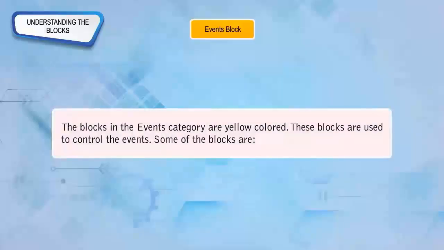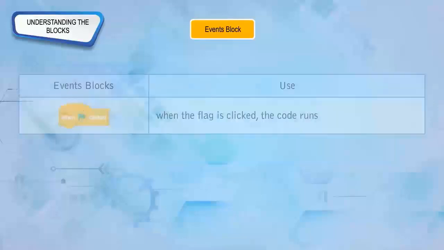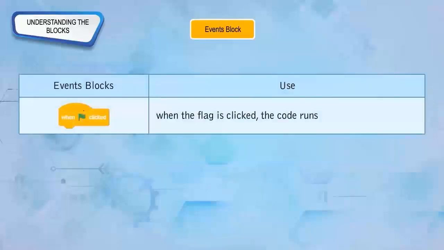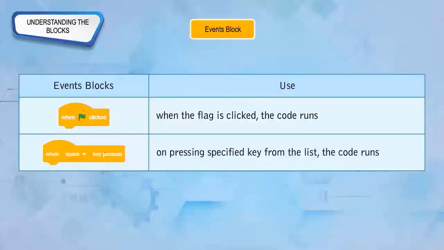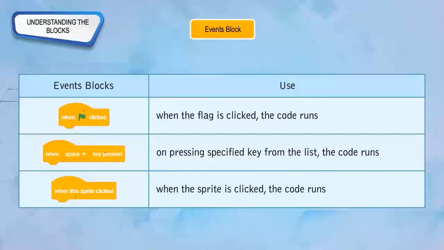Events blocks. The blocks in the events category are yellow colored. These blocks are used to control the events. Some of the blocks are events blocks. When flag clicked. When the flag is clicked, the code runs. When space key pressed. On pressing the specified key from the list, the code runs. When this sprite clicked. When the sprite is clicked, the code runs.